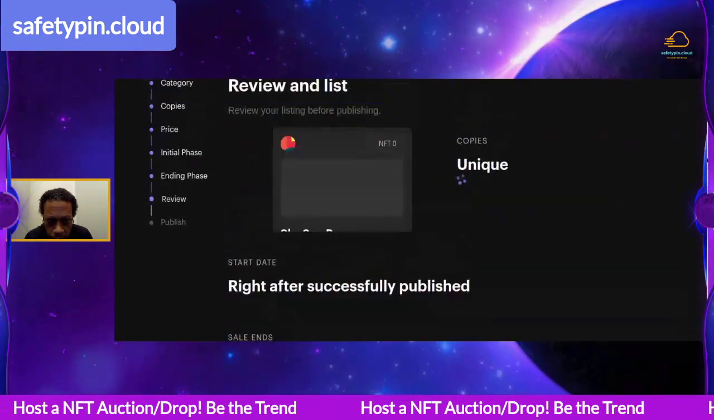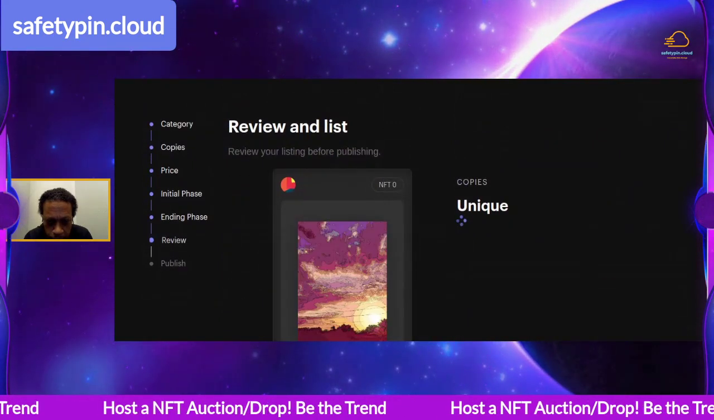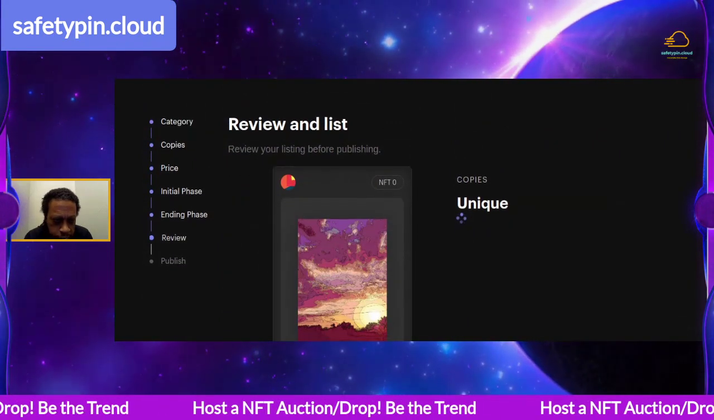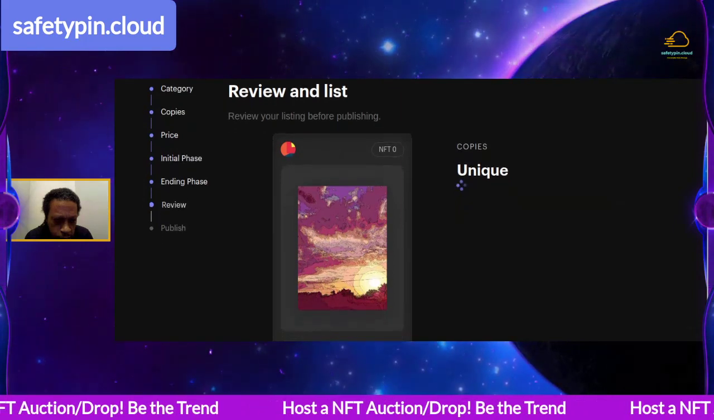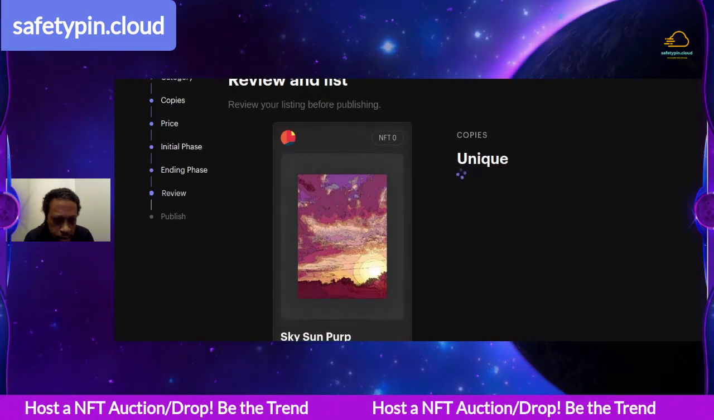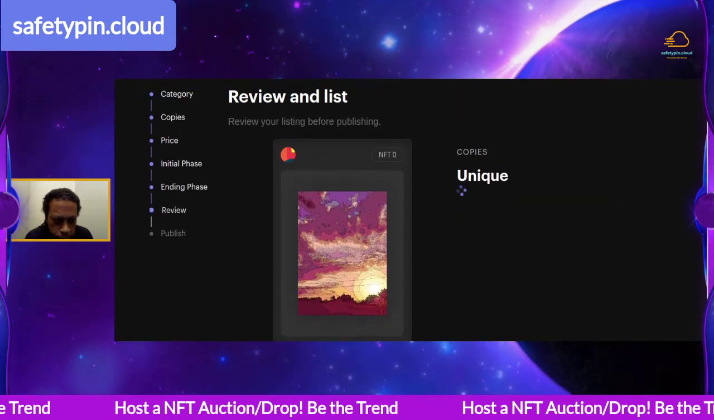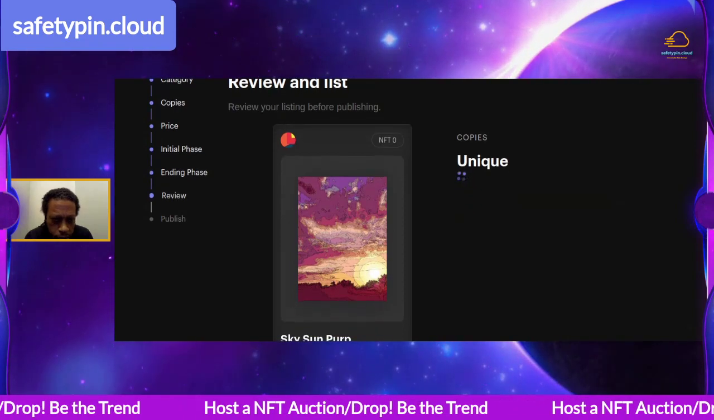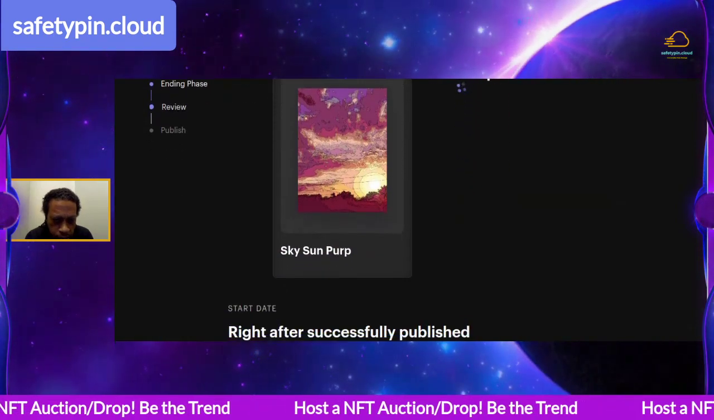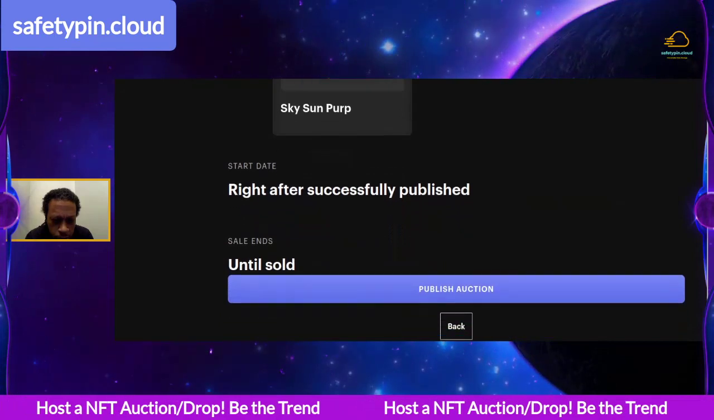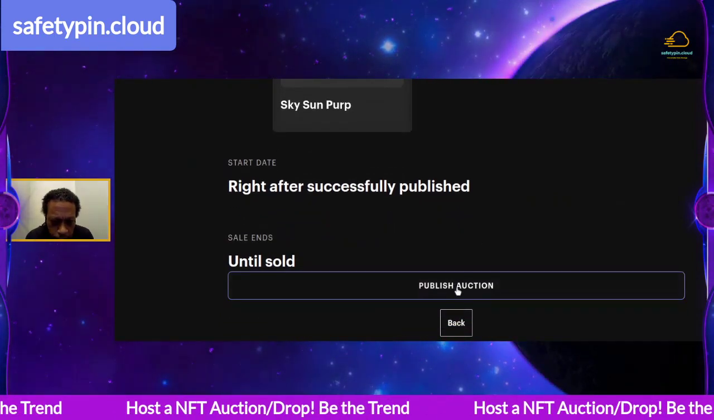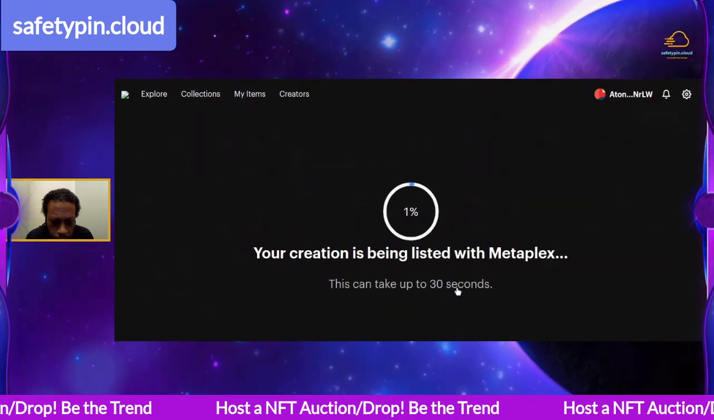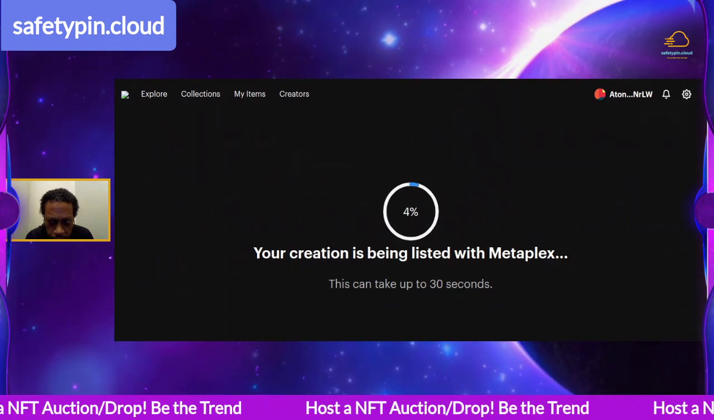And we'll come here. It'll show you it's pulling up the item, the review list, how many copies we're doing, unlimited copies. The pricing has been set at 3.6 sold. We went through the initial phase. We did the ending phase. Now we're going to do publishing. So we publish this auction, boom, and it's going to go through its steps to get that published.